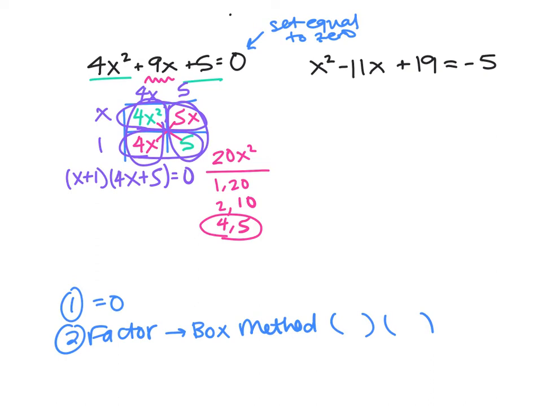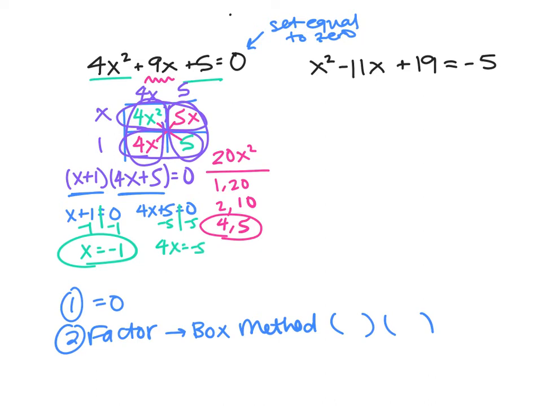Now the new step is, since we have two factors set equal to 0, this is where the zero product property comes into play. What that means is we can separate these out because one of them on their own has to be 0. So either x plus 1 equals 0 or 4x plus 5 equals 0. So we write each of those out, and now we solve them each separately. So subtract 1 from both sides here. We get x equals negative 1. Subtract 5 on this one. 4x equals negative 5. Divide by 4. We get x equals negative 5/4.